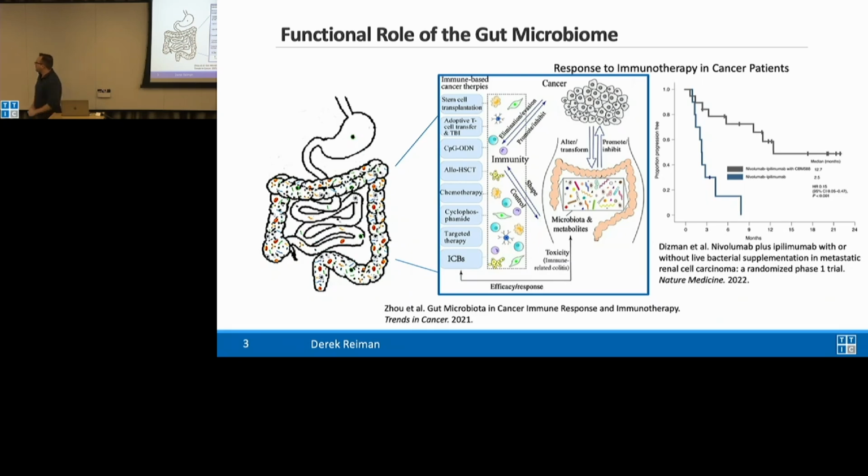With the difference being that one group, shown in gray, received a live biotic which had Clostridium butyricum. So this produces butyrate, a short-chain fatty acid. And what happened was that without the presence of this live biotic, after about 7 months, all these patients had progression in their cancer, meaning the treatment did not work. We had to switch to a new line of therapy because the cancer was growing.